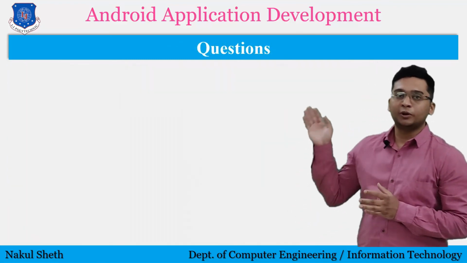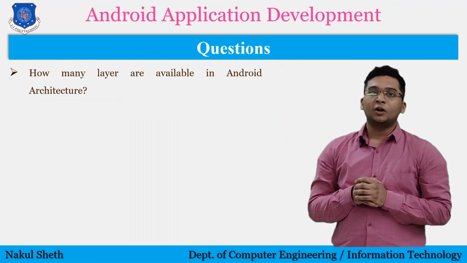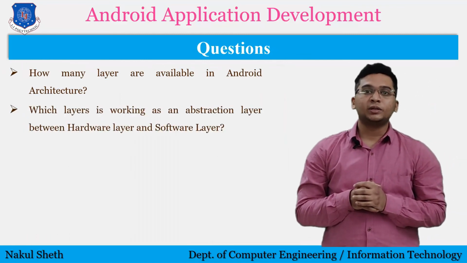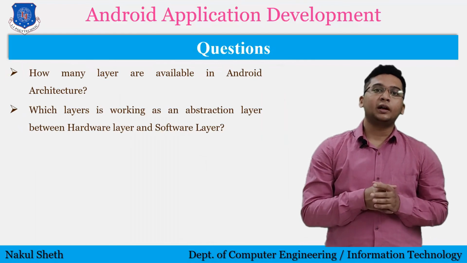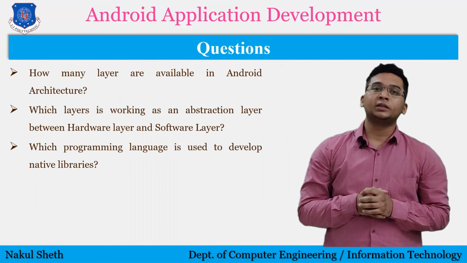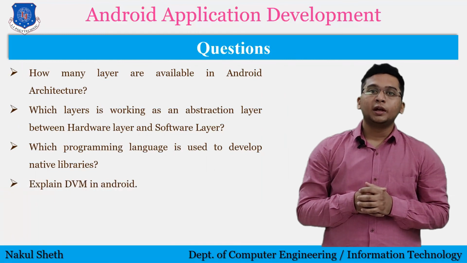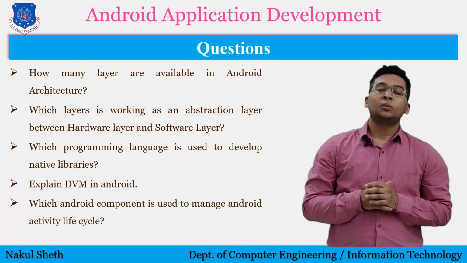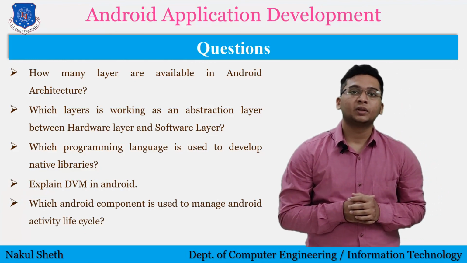Now let us discuss some important questions regarding this tutorial. First question is, how many layers are available in Android architecture? Second question, which layer is working as an abstraction layer between hardware and software? Third question is, which programming language is used to develop native libraries? Fourth question, explain DVM in Android. And the last question is, which Android component is used to manage the Android activity lifecycle?